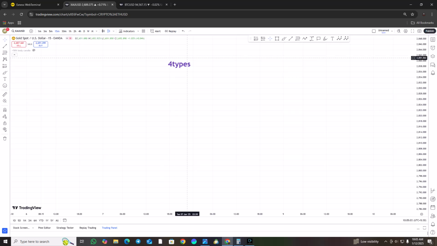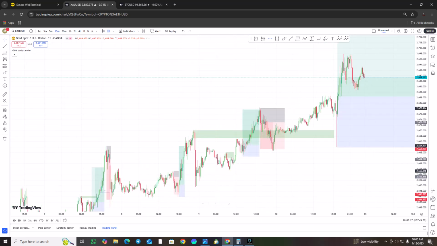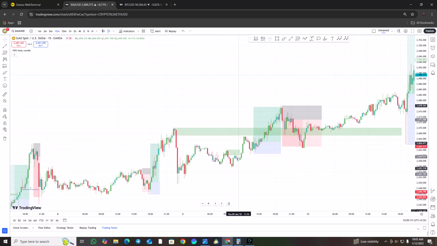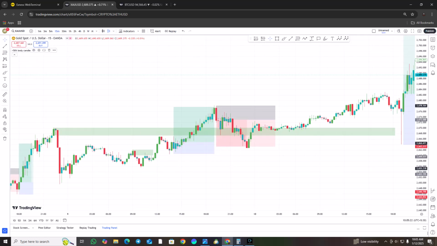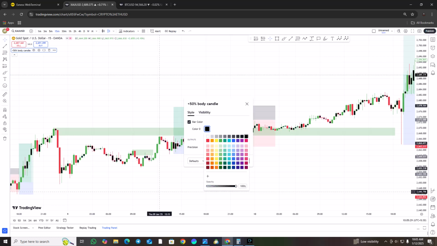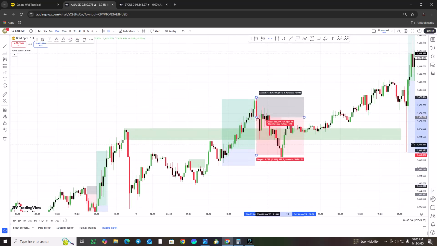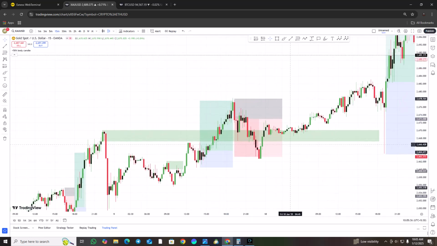In the beginning I also showed you how to mark 50%. In case you don't know how to mark 50%, there is an indicator called 50% body candle. I also mentioned the 50% body candle and showed you how to calculate it. Let me change into something brighter. Okay, we'll do black. So I showed you how to do it and it actually worked.